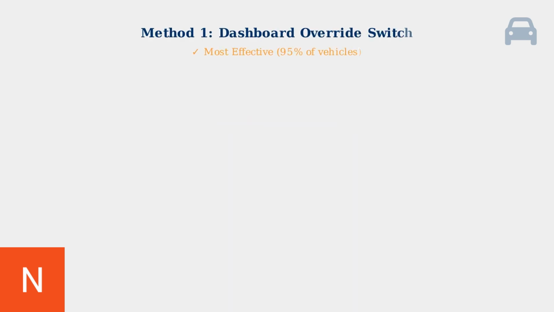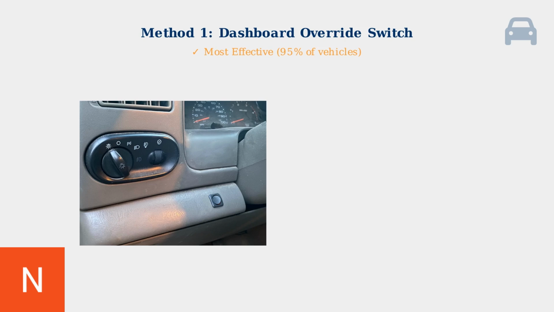The most effective method to turn off interior lights is using the dashboard override switch, found in 95% of vehicles. Look for a switch on your dashboard or overhead console with three positions: on, off, and door. Simply move the switch to the off position to disable all interior lights.